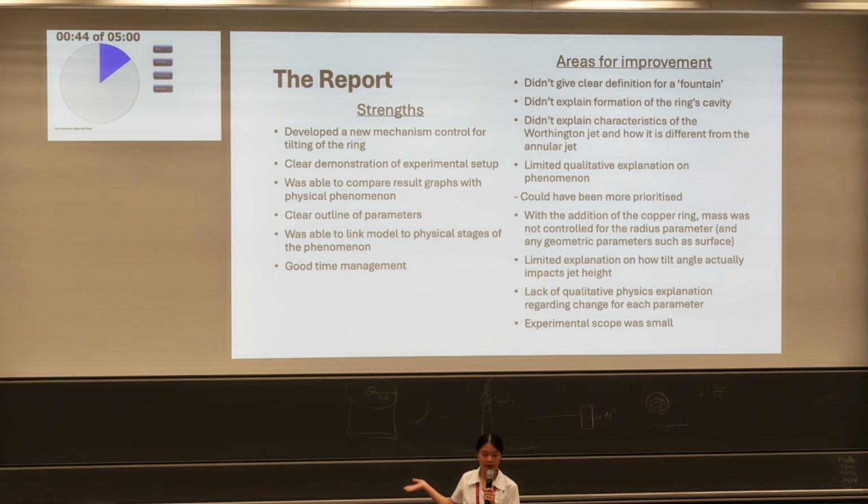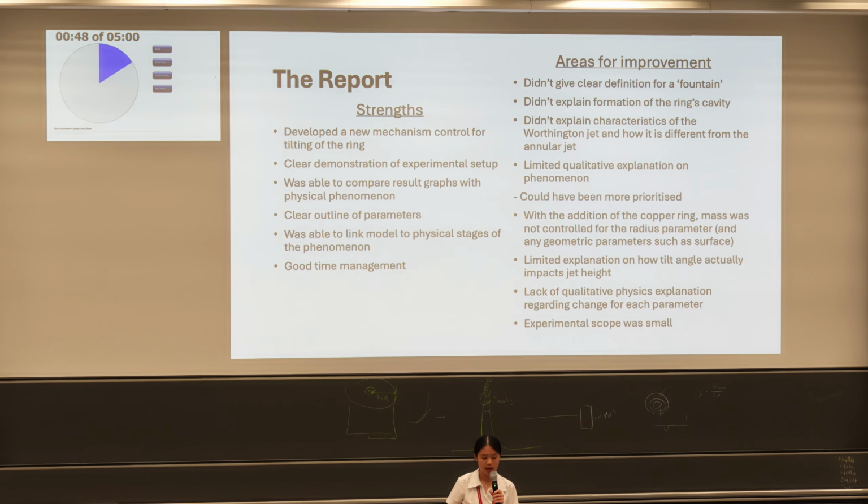However, areas for improvement: firstly, they didn't give a clear definition for a fountain in their presentation. They didn't explain formation of the ring's cavity. They didn't explain characteristics of the whirling jet and how this was different, for example, from the annular jet. They had limited qualitative explanation on the phenomenon, which could have been more prioritized and spent more time on.